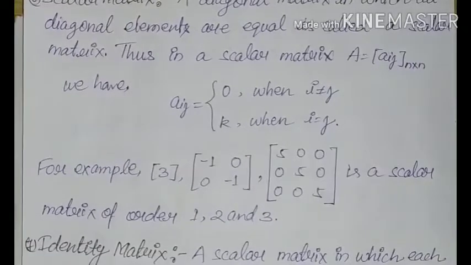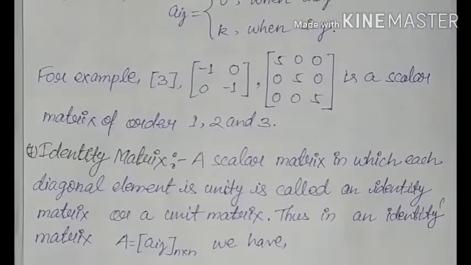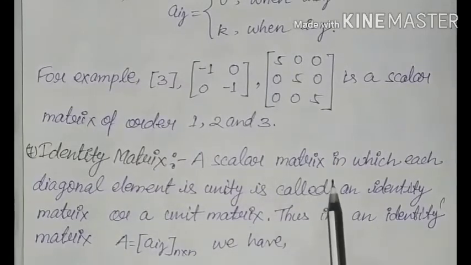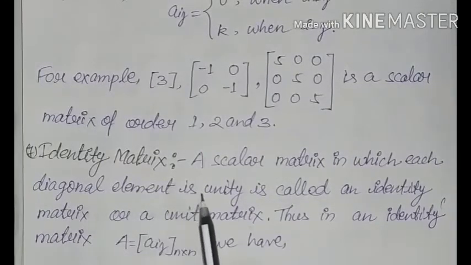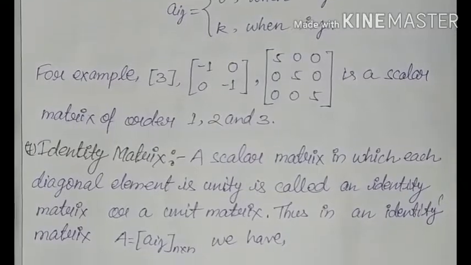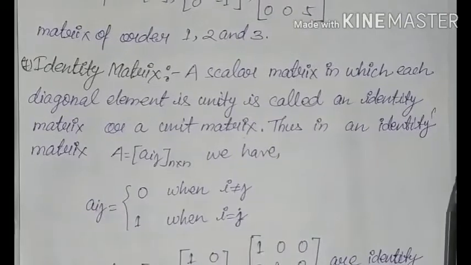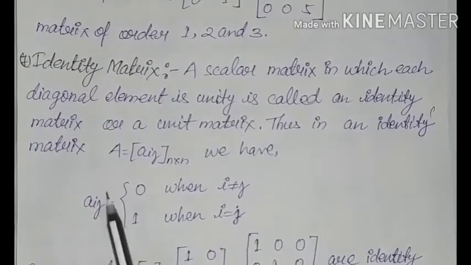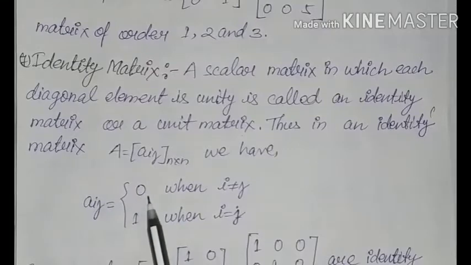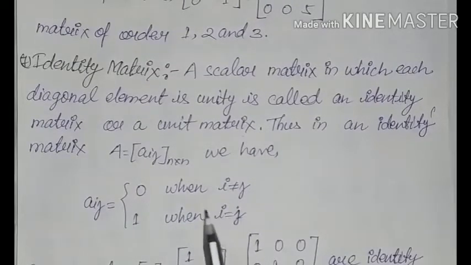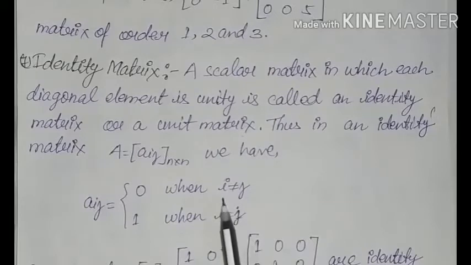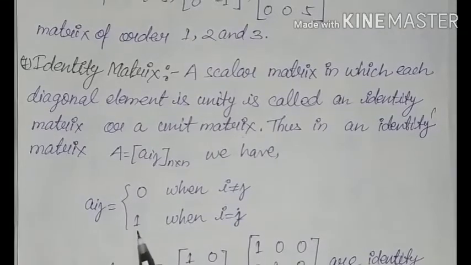The seventh one is the identity matrix. A scalar matrix in which each diagonal element is unity is called an identity matrix or a unit matrix. Thus in an identity matrix A equals Aij, n by n, we have Aij equals 0 when i is not equal to j, meaning all elements except the diagonal elements, and 1 when i equals j, meaning at the place of the diagonal elements.